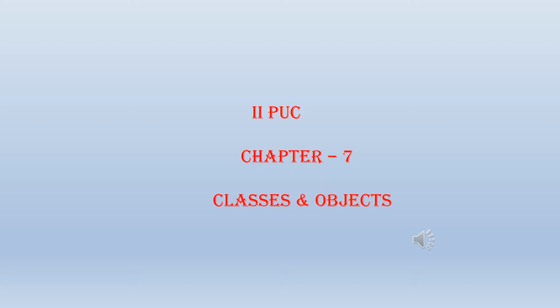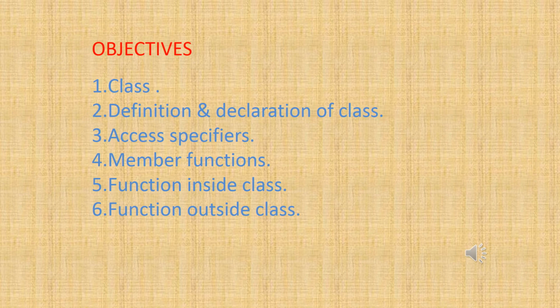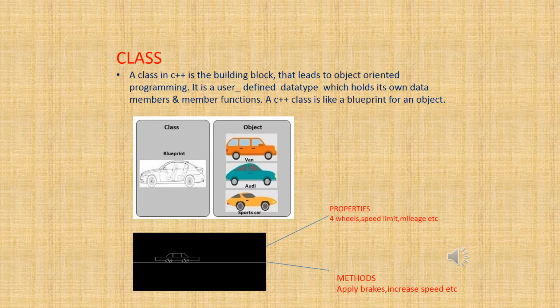The weightage of this chapter is 6 marks, one from a 1 mark question and another from a 5 marks question. The objectives of this chapter are class, definition and declaration of class, access specifiers, member functions, function inside class, function outside class. Students, first we will see what is a class.